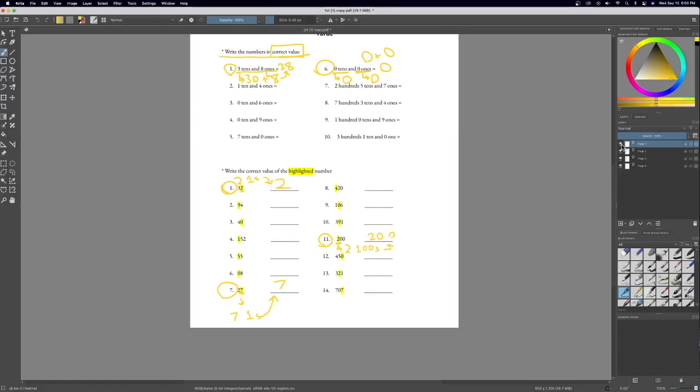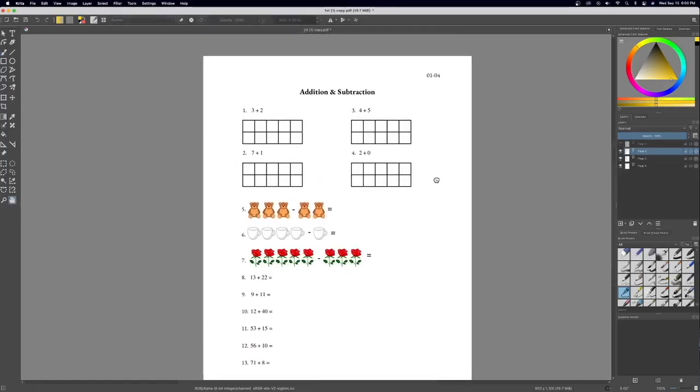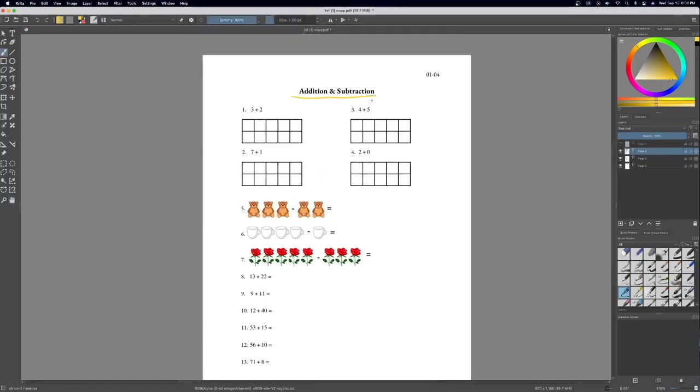Let's move on to page 2. Now here we're doing addition and subtraction, but we're using a couple different methods. The first method is covering this box model. Now let's do number 3. So here it's asking us what is 4 plus 5. Now using this method, we shade in the amount of boxes that are specified by the first number, which is 4. So let's quickly shade in 4 boxes.